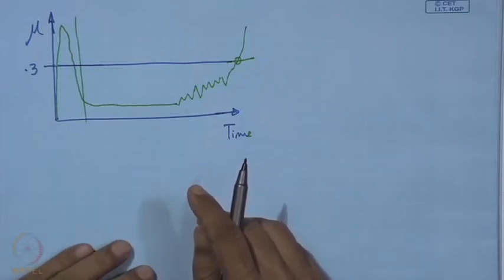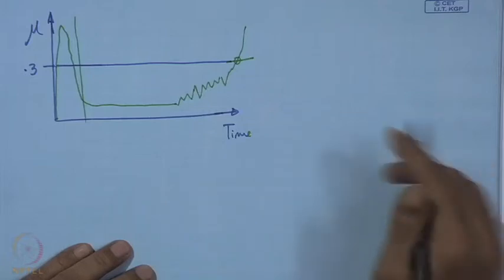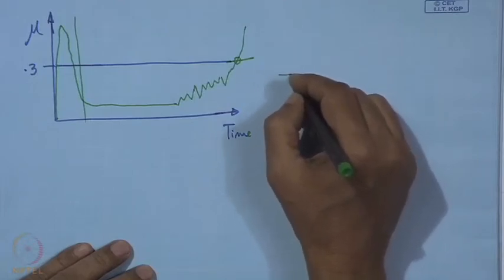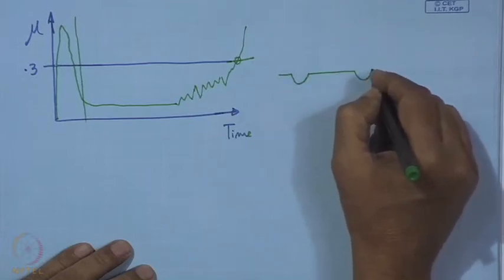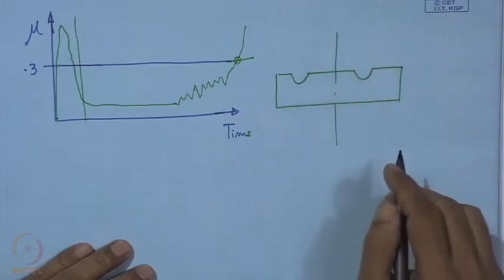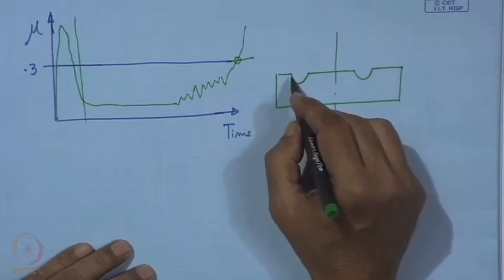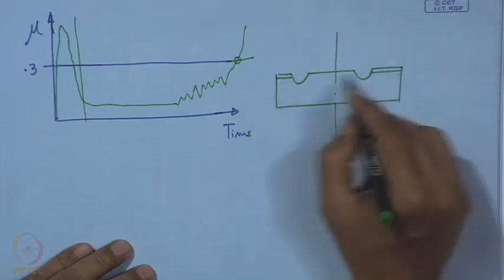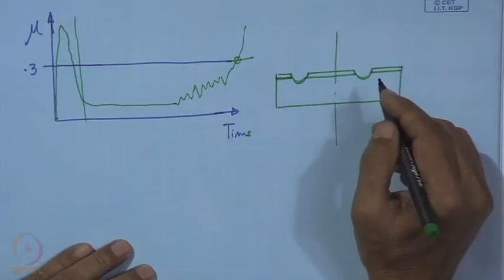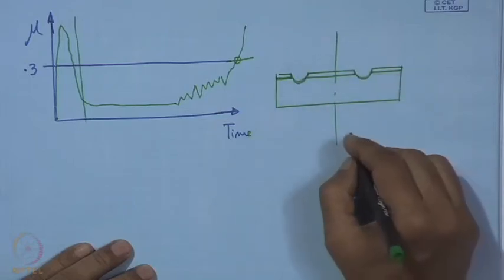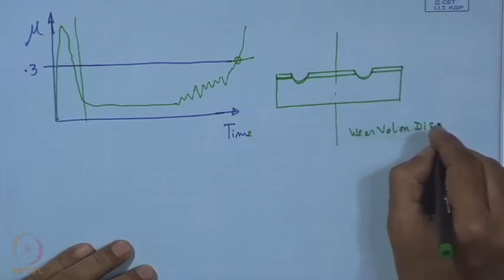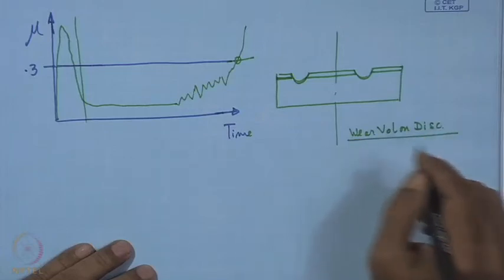Now, measurement of wear and wear coefficient. This wear coefficient, as we see the wear track, and if you see the cross sectional view, you can find that this is the cross sectional view of the coating, the frontal cross sectional view. In that case, this is actually the coating, and the volume that is removed from this wear track can be calculated. That means, the wear volume on the disc.